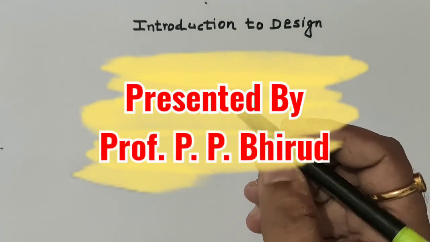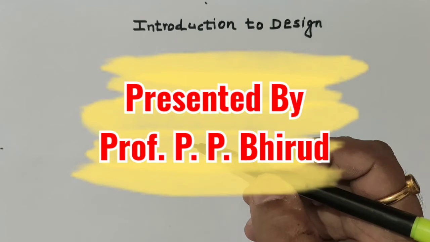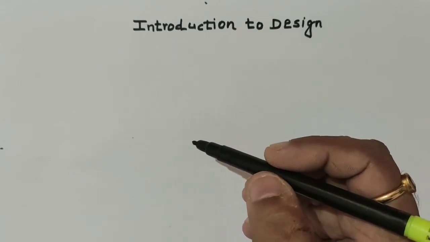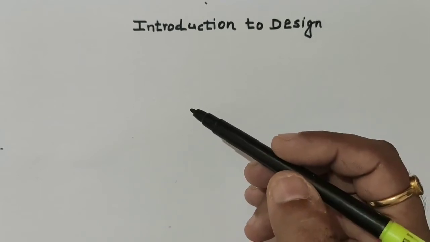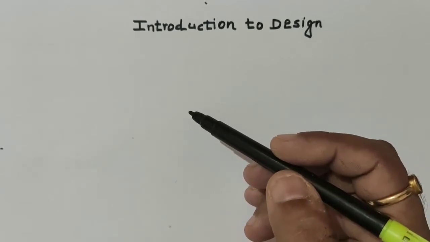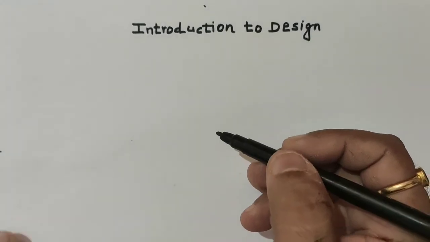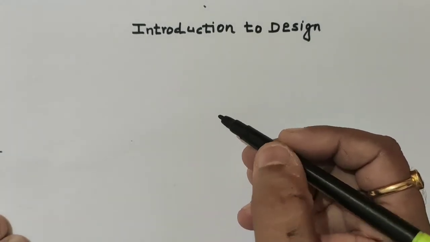Today we are going to learn about the stress strain diagram for both types of material, that is ductile and brittle material, and one numerical on the tensile test. So let us start with the stress strain diagram.